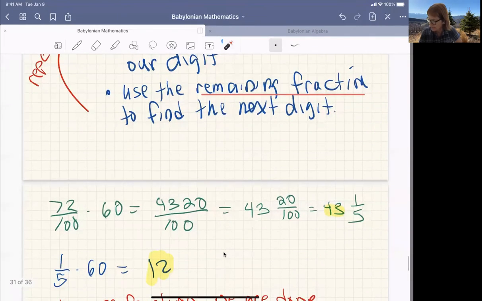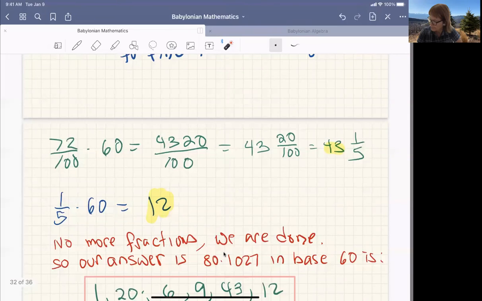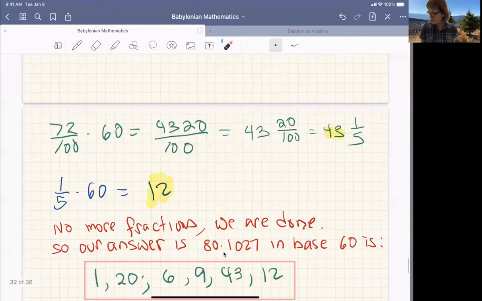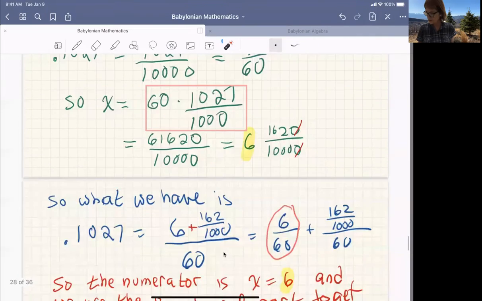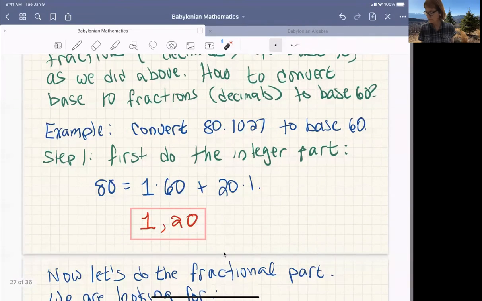So I'm going to take the fraction from the previous step, multiply by 60 to get the next digit. And notice that there's no more fraction. That means we're done. So our answer is going to be, let's just remind ourselves what we've done.